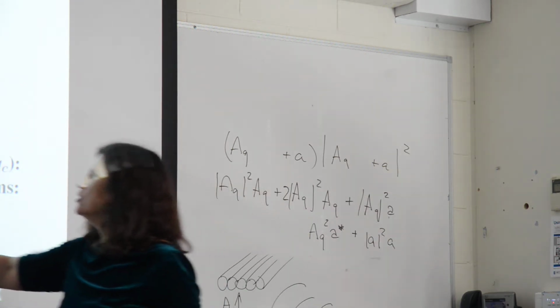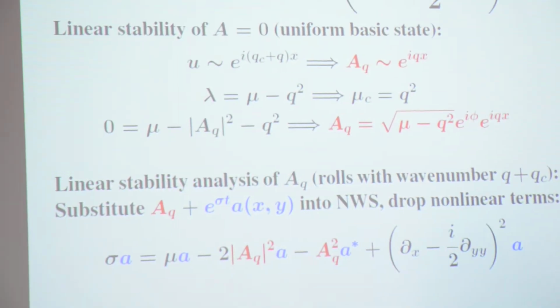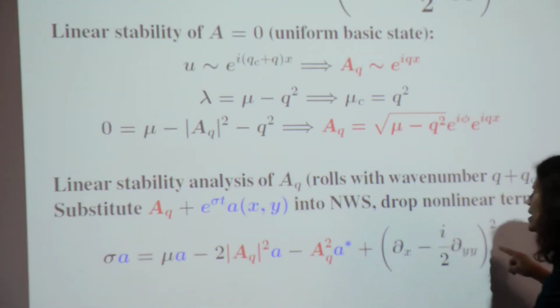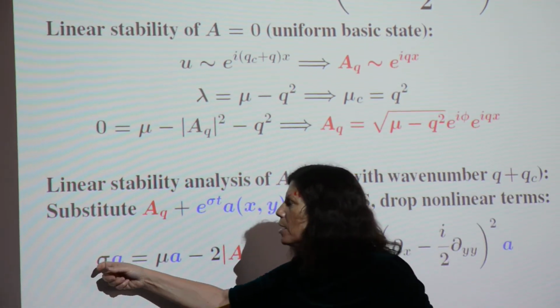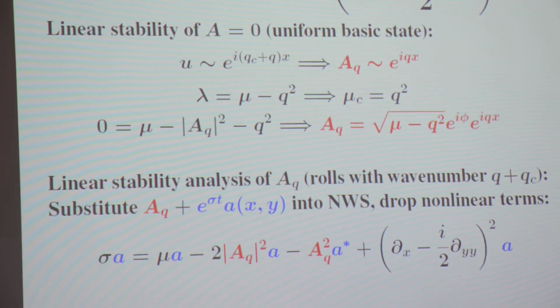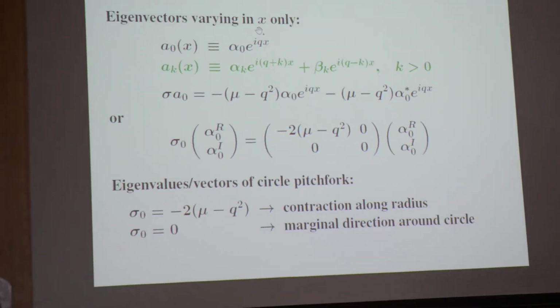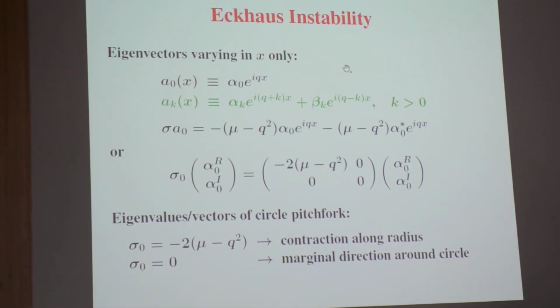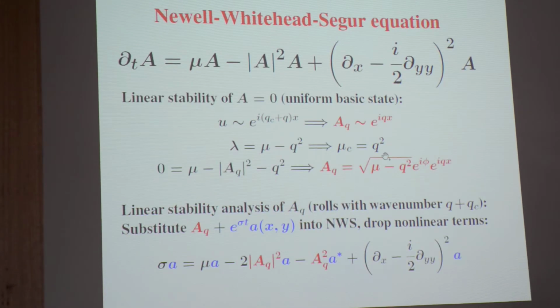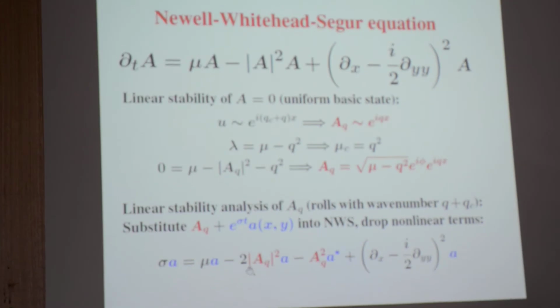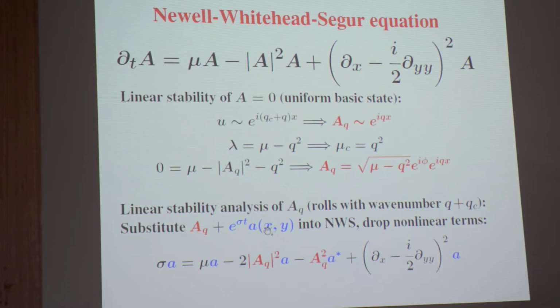And these are the terms that are linear in A. The A cubed term gets dropped, and so what we need to do is to solve this linear equation. We need to find out when sigma is positive, changes sign. Okay, so we can first investigate changing only the x, having A depend only on x. And in that case, we're only concerned with changing the wavelength. We're changing the e to the iq.